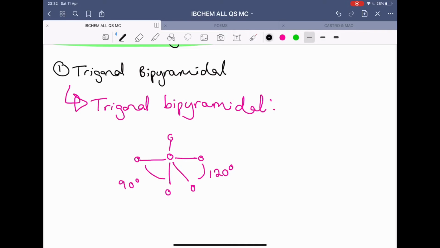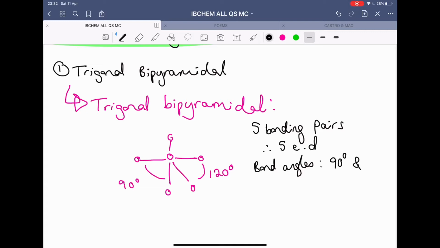Oh yes, so the horizontal lines that the first time I circled, that just meant equatorial position, and then the second time I circled was axial position. So here I'm writing out 5 bonding pairs, therefore 5 electron domains. The bond angles, and you will have to memorize this again in higher level. They're not going to give this to you in your exam. 90 degrees and 120 degrees. The structure of this is going to be AB5.